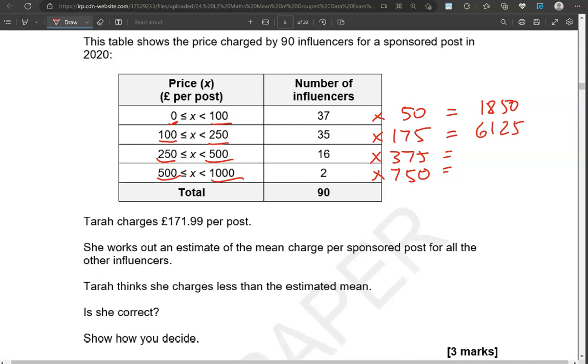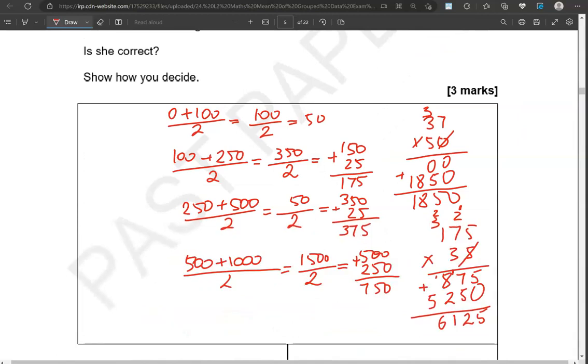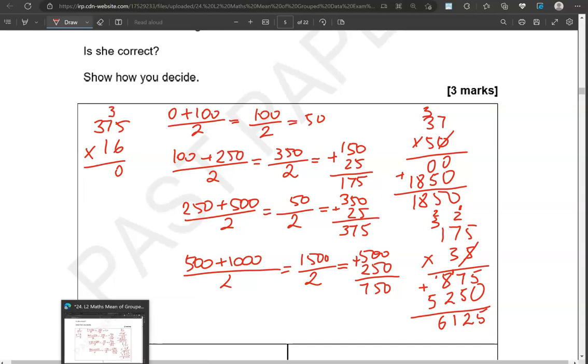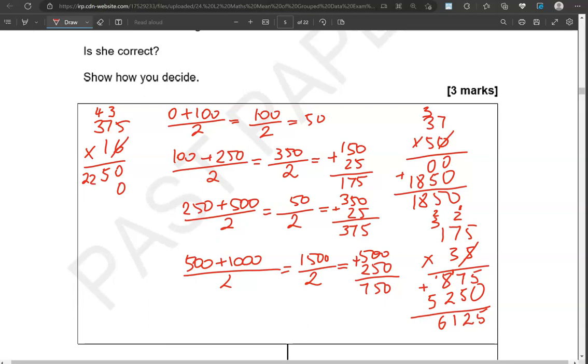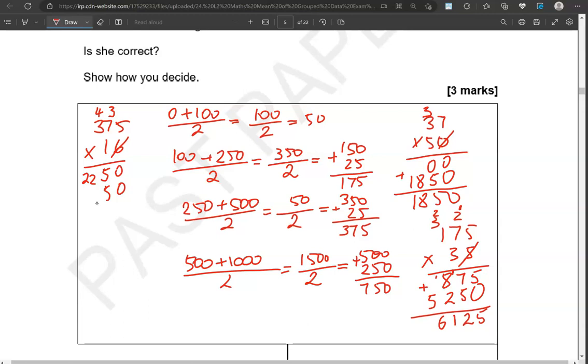Now 375 times 16. 6 times 5 is 30, so 0 down, 3 carried over. 6 times 7 is 42, and the 3 is 45, so 5 down and 4 carried over. 6 times 3 is 18, and the 4 is 22. 1 times 5 is 5, 1 times 7 is 7, 1 times 3 is 3.